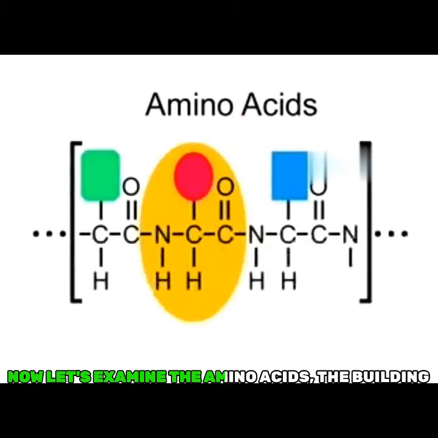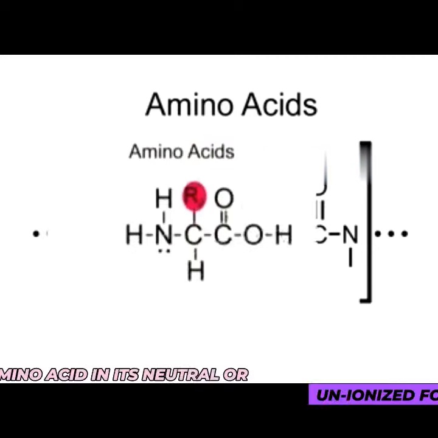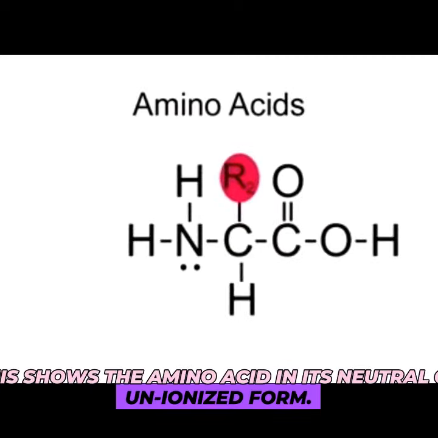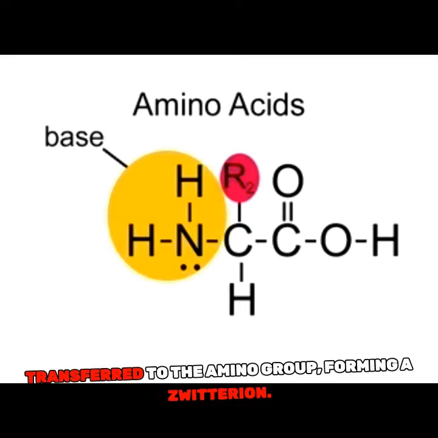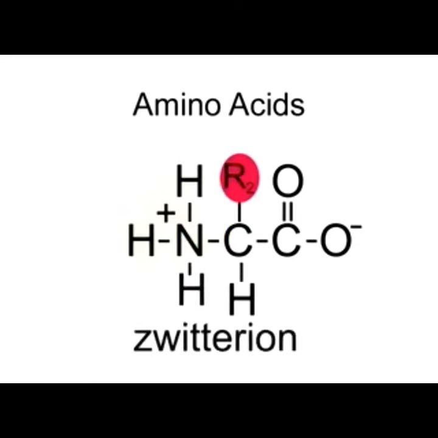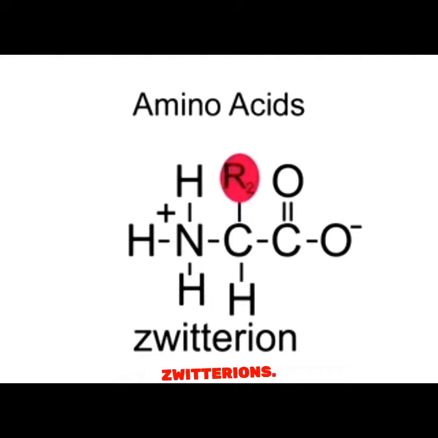Now let's examine the amino acids, the building blocks of proteins and polypeptides. This shows the amino acid in its neutral or unionized form. However, because the amino group nitrogen is a good base, the proton of the carboxylic acid is transferred to the amino group, forming a zwitterion. Near neutral pH conditions in solution, and in the solid state, amino acids exist as zwitterions.